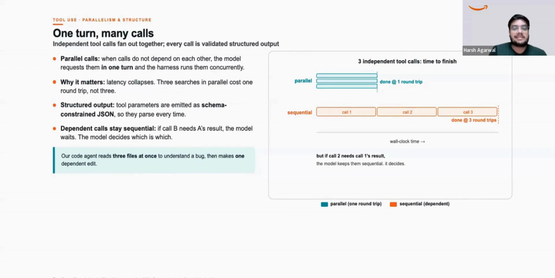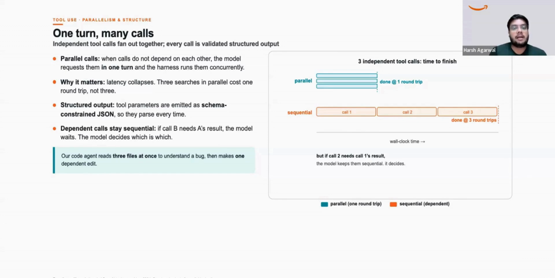Now compare it to the bottom example. Basically, if you did those three same calls one after the other sequentially, it's three times the wait, assuming that each tool call takes roughly the same amount of time. Let's continue with the example that we took. Our code agent wants to understand a bug. So it reads three different files. And if those reads don't depend on each other, we can do all three of them at once in one round trip and the latency collapses.